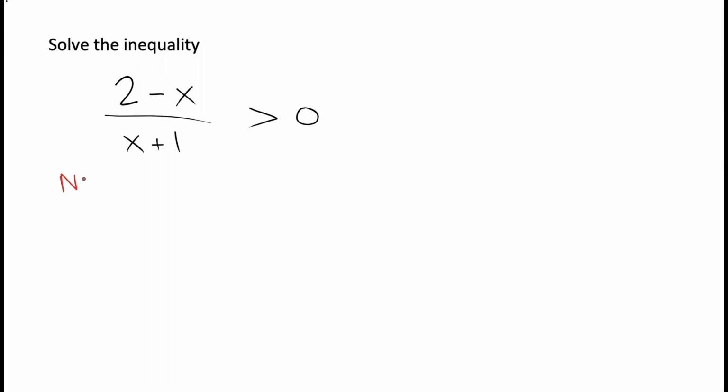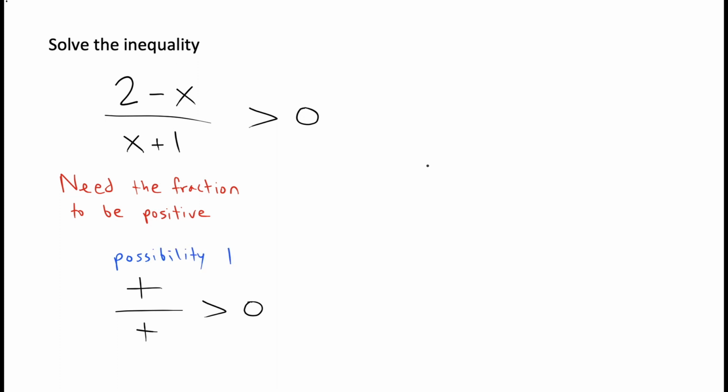We need the fraction to be positive. And so here are the possibilities. If we had a positive number divided by a positive number, that would be something that's greater than 0. So this is one possibility. But there are other possibilities as well. How about a negative divided by a negative? That would also make a positive number.